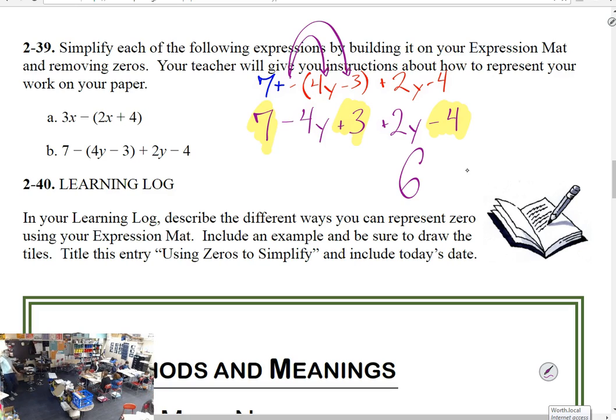If I've got 7 positives and 3 positives, I've got 10 positives. Then I've got 4 negatives, which bring me back to 6. But I could also say -4. We are just talking slightly differently. Okay, then my y values: I have a -4y, +2y. We end up simplified with -2y and +6.